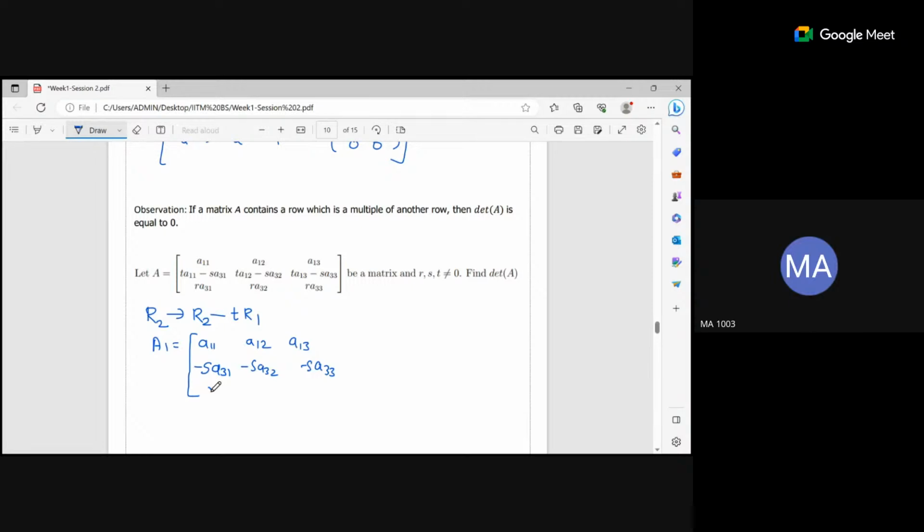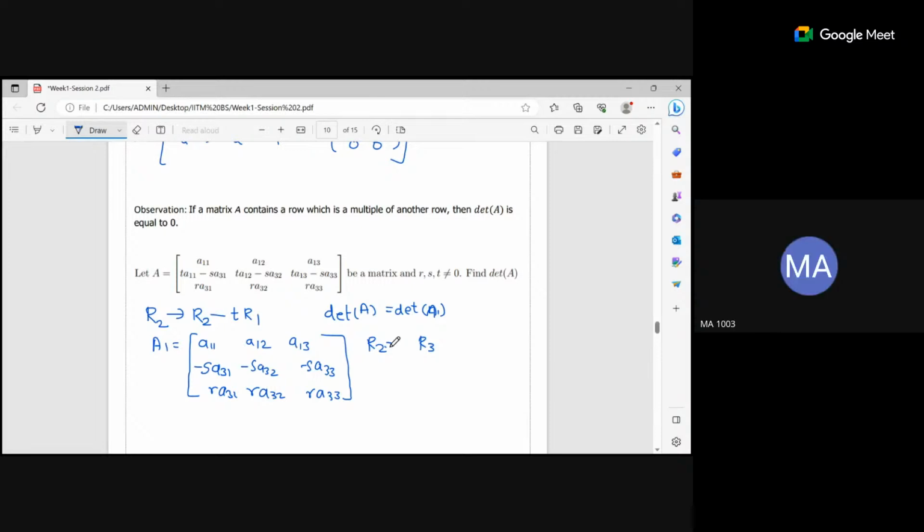Okay. So what do you know? If we are doing such an operation, the determinant of A is the same as the determinant of A1. You know this property already. So what is the relationship between R2 and R3? Can you tell? Taking the common factor, R2 is equal to minus s by r times R3.